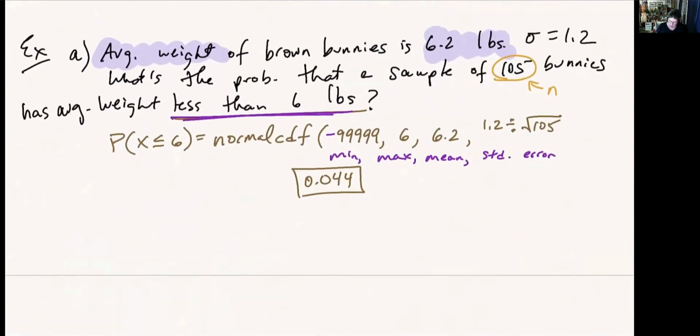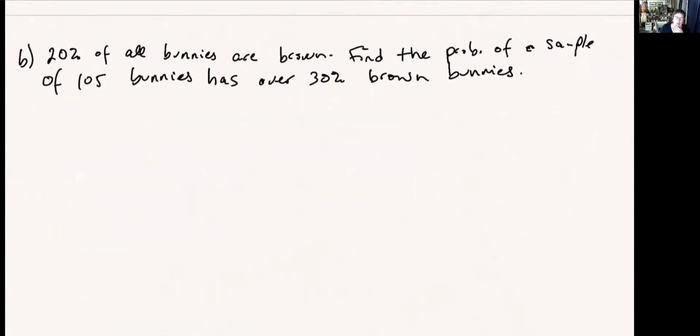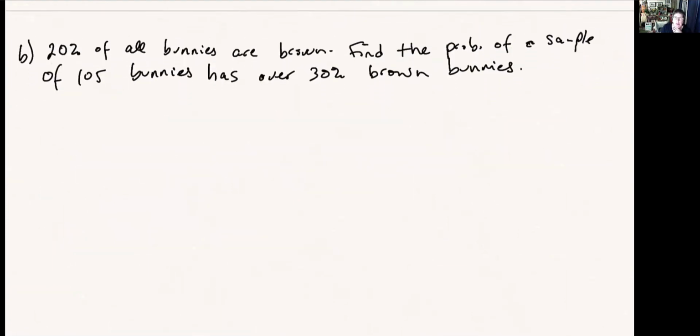All right, so the other option of what this could look like is, let's say we have 20% of all bunnies are brown. Find the probability that a sample of 105 bunnies has over 30% brown bunnies. Okay, so I'm given a percentage. That's my indication that what I'm talking about is a proportion. So that means I'm going to be using the square root of p times 1 minus p divided by n. And I'm going to calculate this out separately just because I'm way less likely to make a mistake here.